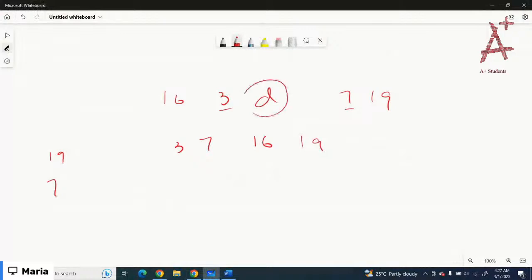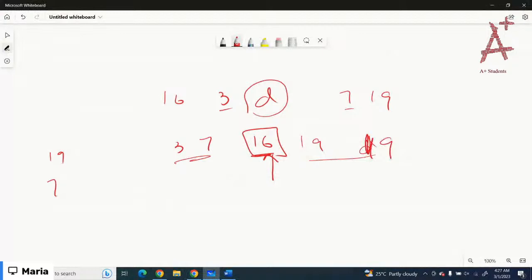That means D must be the number that is greater than the median, because that is the middle one, the number that divides the data into two equal parts. 3 and 7 are less than 16, so on this side both numbers must be greater than 16.